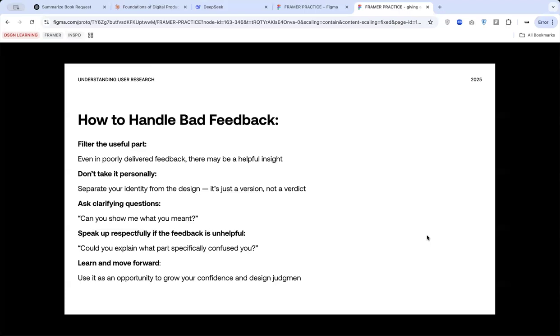Number two is don't take it personally. It's not that deep, like I said. Separate yourself from design. You are not design. Design is separate from you. It doesn't matter how much you spent, how long you have been on the project, you are still not design. When you talk about design, it should not be that deep.